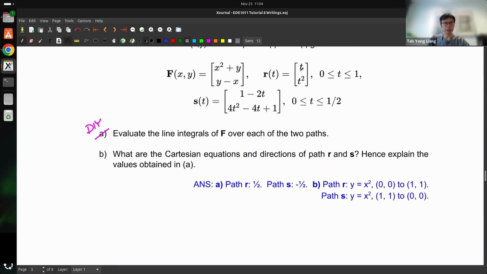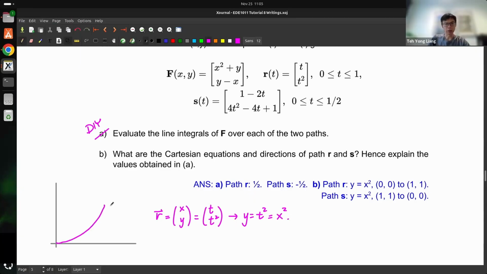So you see, path R is t squared, so this one is very easy to evaluate. R of t is t, t squared. That means x equals t, y equals t squared. Correct or not? So therefore, let me write down. For path R, xy equals t, t squared. So this obviously means that y equals t squared, but it's equivalent to x squared. So y equals x squared.